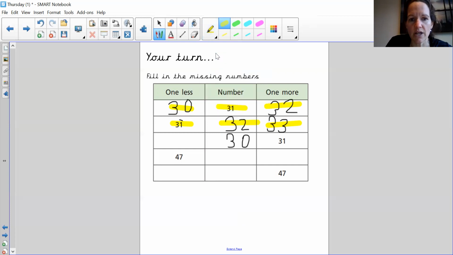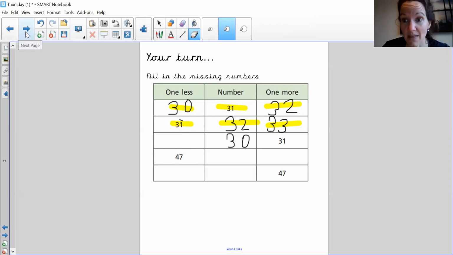If I was to put, say, 27 here, I could check it. So I go 27, 30, 31. Oh, that doesn't go in order. So I would know that I would need to rub out 27 because that would be wrong. So give that a go, okay? So once you've done that and you're feeling brave, you can pause the video here, complete that. I've got some other questions for you.